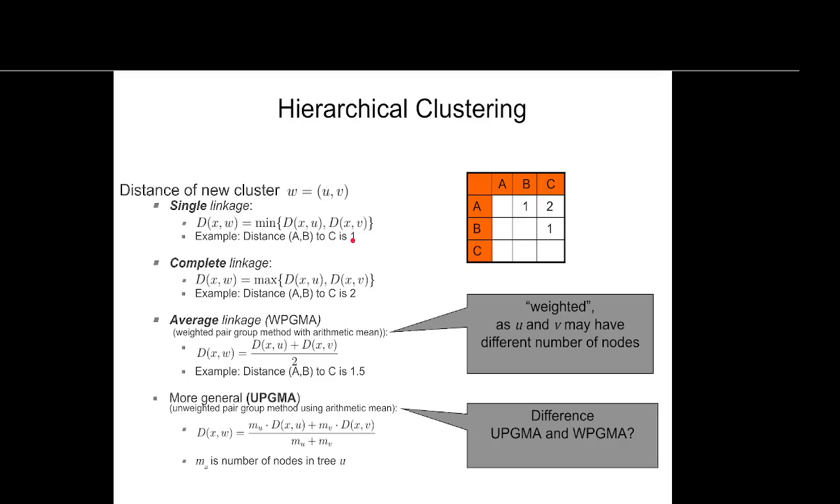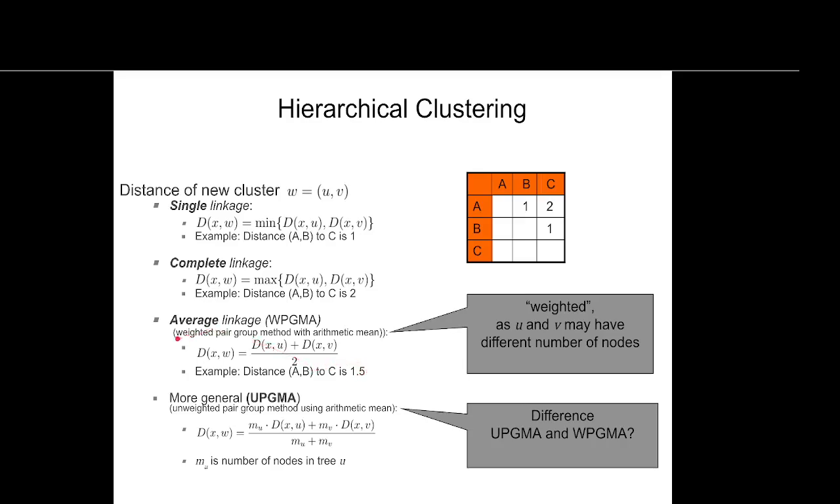In complete linkage, we take the maximum instead of the minimum. So we have, in a sense, the pessimistic view. And then in our example, the new node AB to C would become 2. In average linkage, also called WPGMA, we take the average of those two distances. So in our case, the distance of AB to C: A to C was 2 and B to C was 1. And so the average is 1.5.